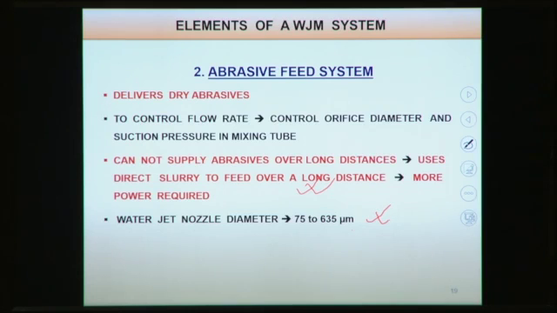So that's why you have to be very careful about the abrasive particles. These abrasive particles should be dry enough so that they do not agglomerate among themselves. Also, the size of these abrasive particles should be maintained so that they do not clog the nozzle. Also, whatever chips are formed from the workpiece surface may also clog the nozzle.